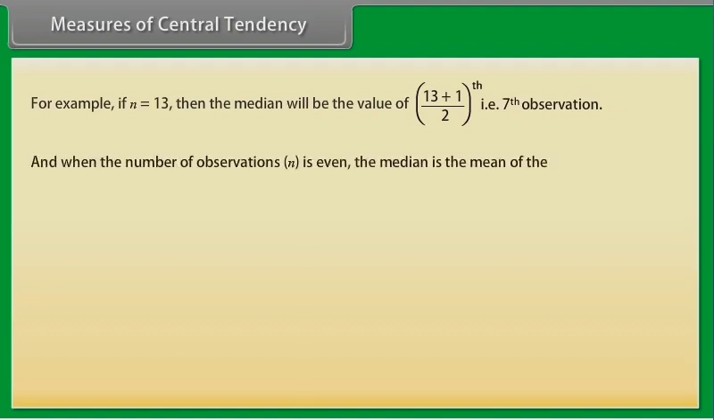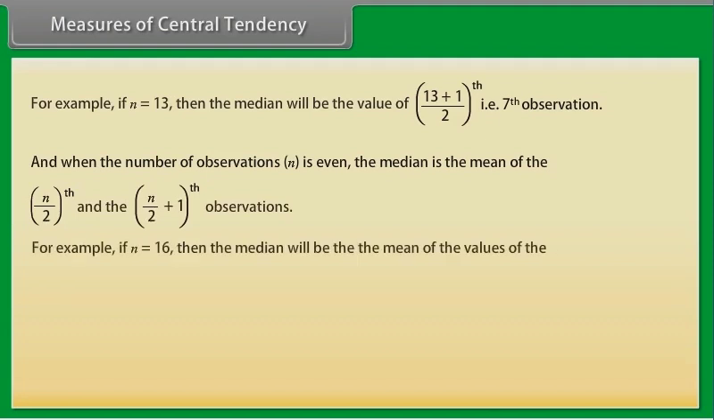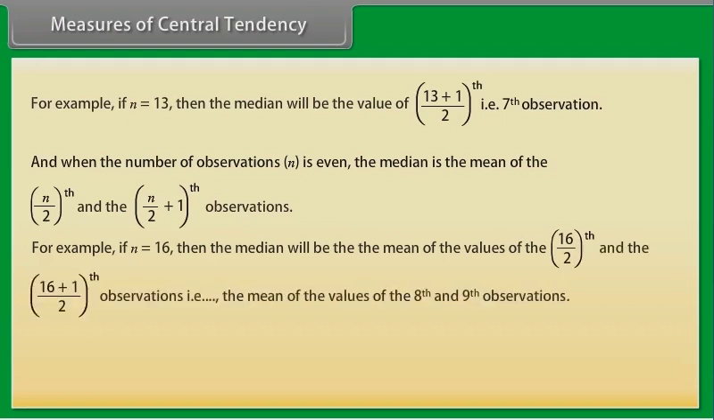And when the number of observations n is even, the median is the mean of the n upon 2th and the n upon 2 plus 1th observations. For example, if n is equal to 16, then the median will be the mean of the values of 16 upon 2th and 16 upon 2 plus 1th observations, that is, the mean of the values of the 8th and 9th observations.